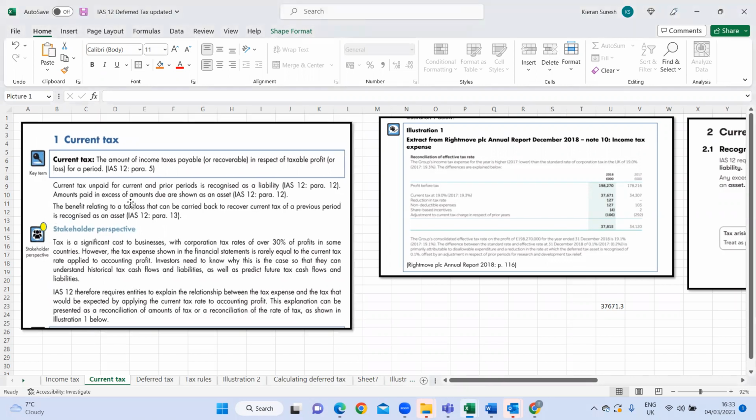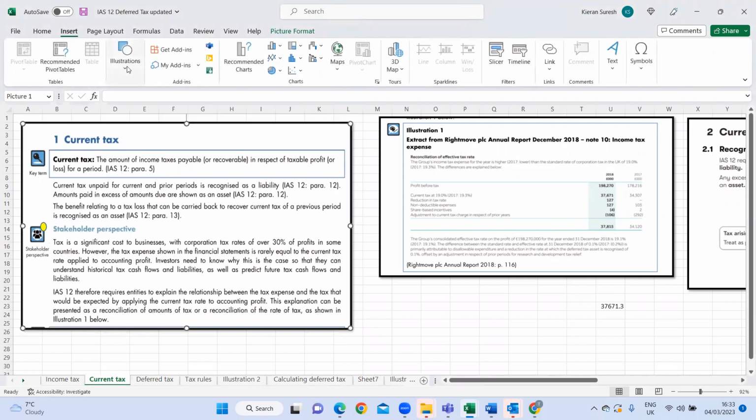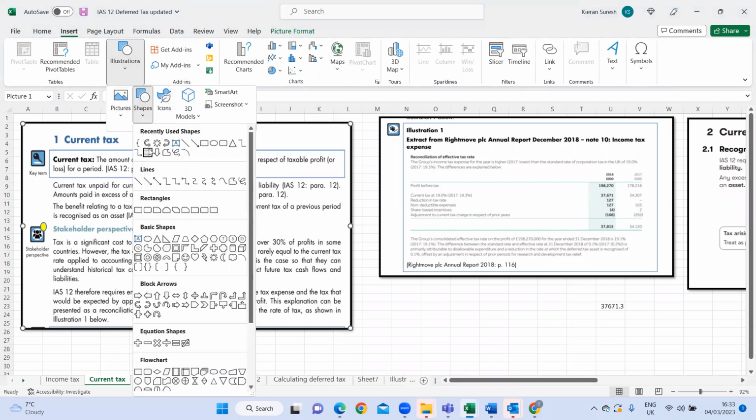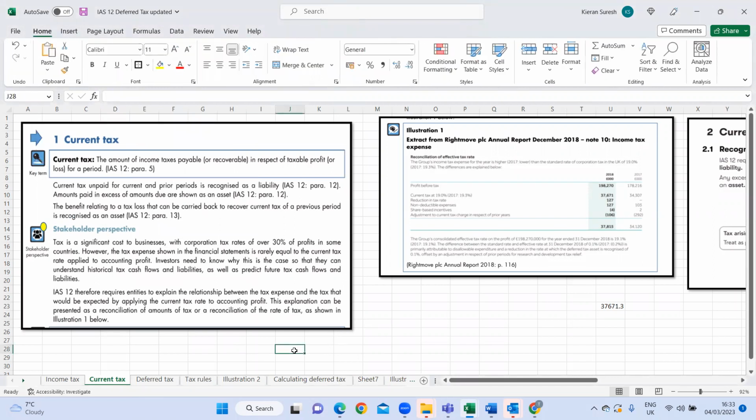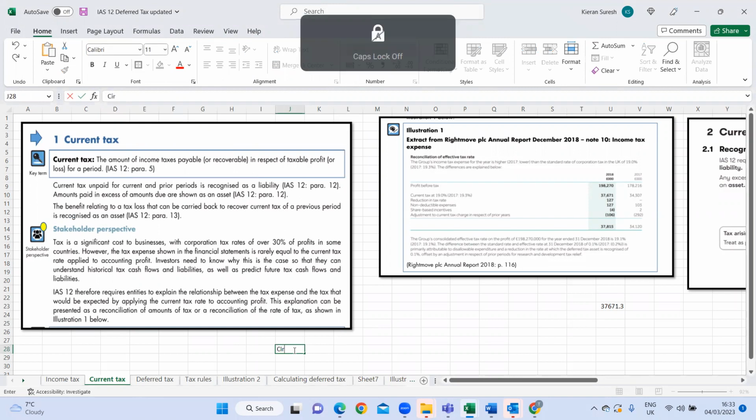Right, now let's look at current tax. What do we understand by the term current tax? We know, as I pointed out before, the current tax. Who would calculate the tax? It is the tax authority.